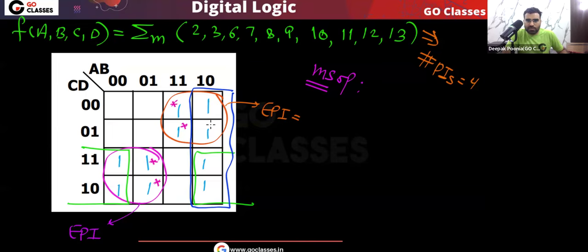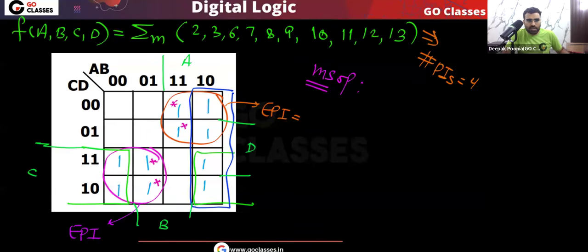Now let's write the product term here. So let me label the areas in this K map. You can see this is the area of A. Then you can see this is the area of B. This is the area of C. This is the middle 2 rows, that is the area of D.